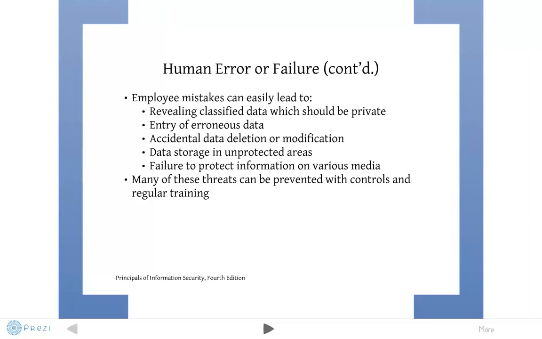Employee mistakes. Sometimes if your policy actually does mention the punishment, right? So we're now at the obedience level. You actually can mitigate some of the human errors. Because revealing classified data, which should be kept private, or entry of erroneous data, some of that does simply require a little bit of education and people paying attention, right? And so the inclusion in policy of what the consequences are somehow can help with that.